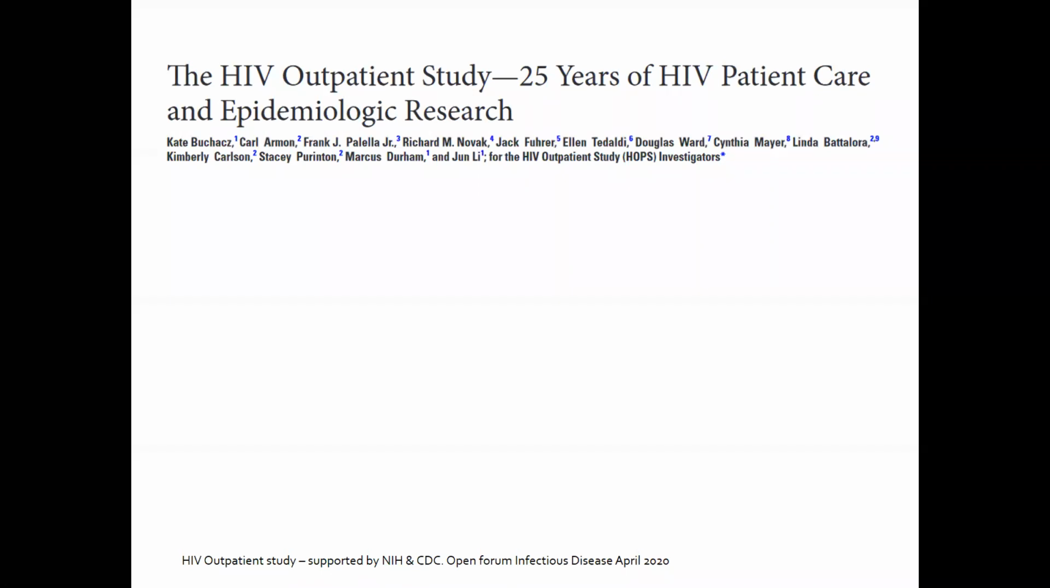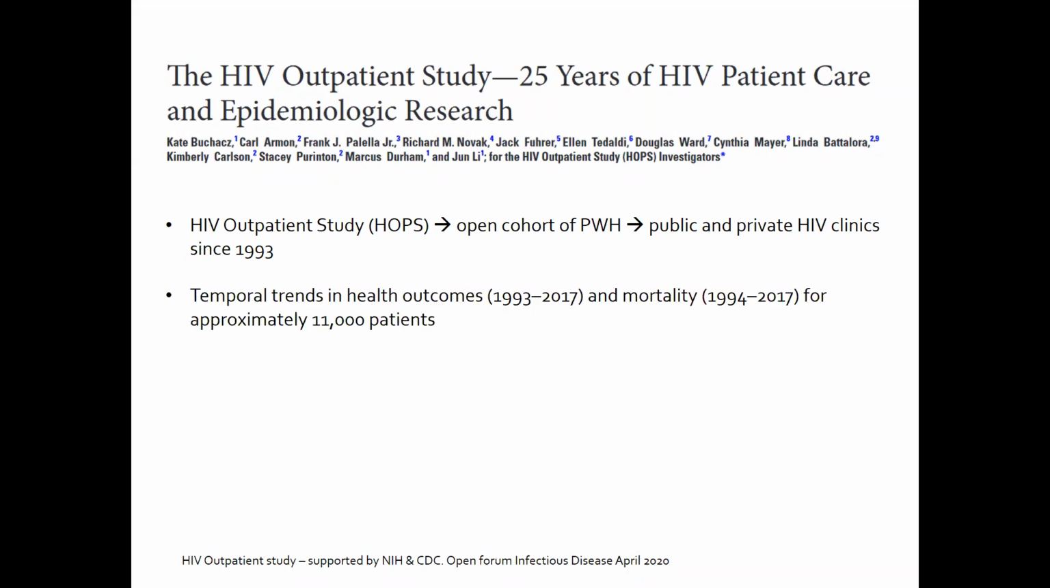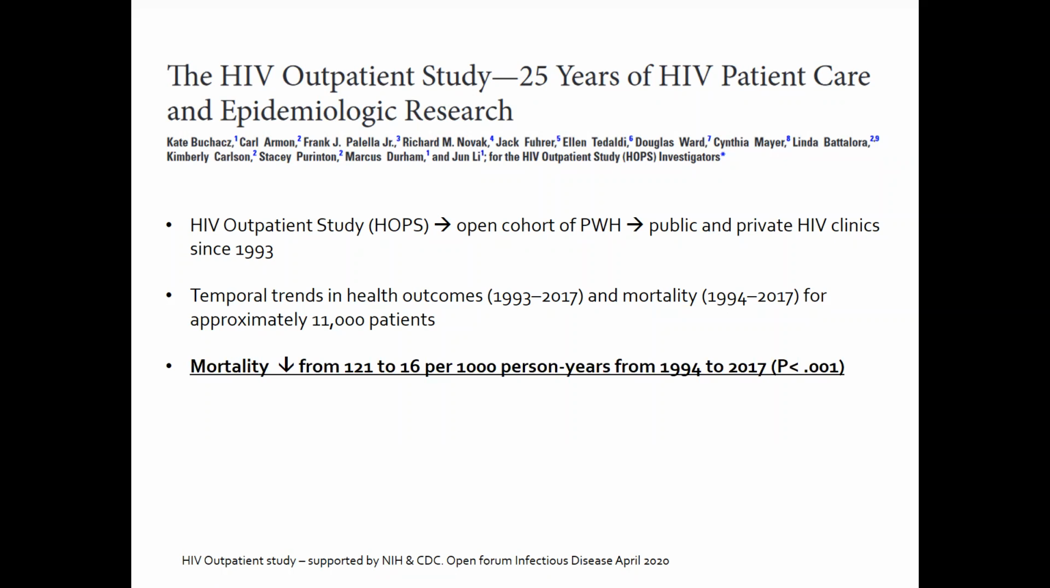Now, beginning with the epidemiology, the HIV Outpatient Study is a landmark epidemiological study for HIV patients. This was studied in HIV clinics between 1993 and 2017. The primary focus of the HOP study was on health outcomes and mortality in almost 11,000 patients. In general, the mortality from HIV has significantly decreased from 121 per 1,000 patient years to 16 between 1994 and 2017.